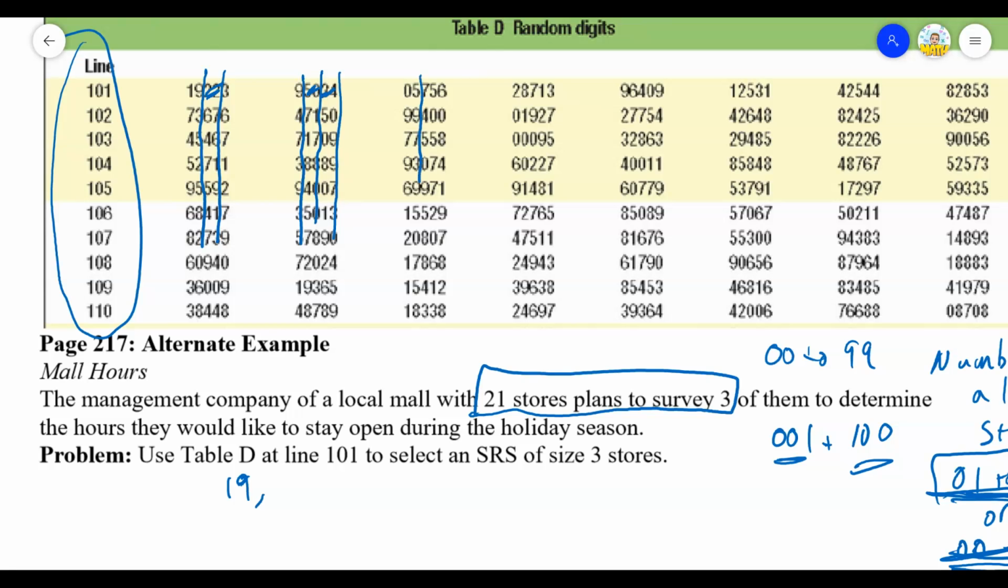Then I come here and I see 05. That would be a store in the mall. And then I see 75. Doesn't mean anything. 62 doesn't mean anything. 87 doesn't mean anything. But then finally I observe store number 13. So that's how we systematically go through a random digits table to select a random sample.